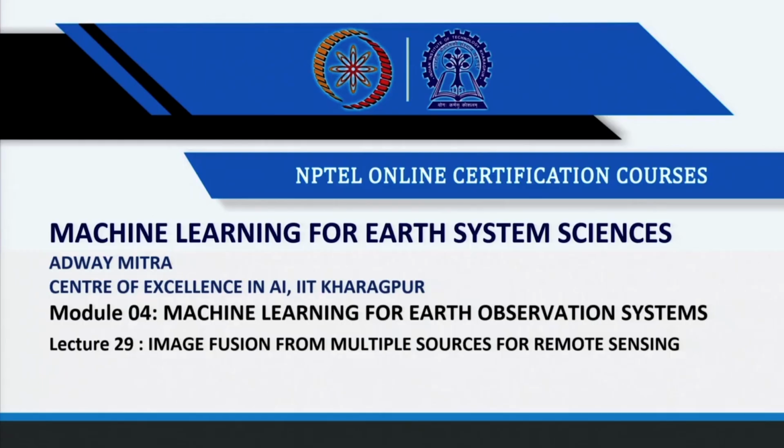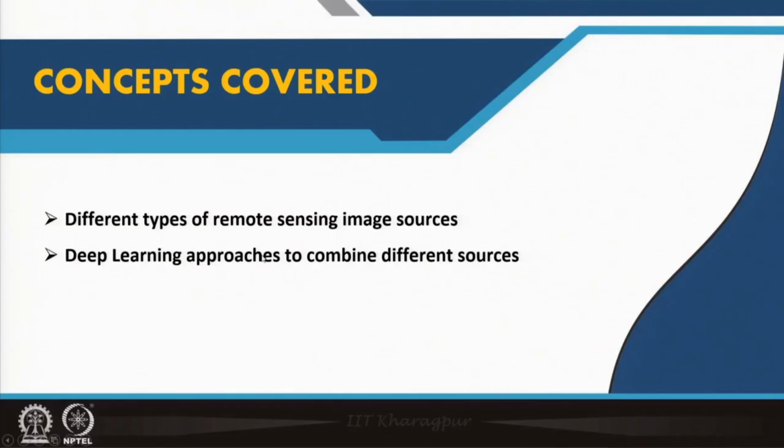Hello, welcome to lecture 29 of this course on machine learning for Earth System Science. We are right now in module 4 where we are discussing machine learning for Earth observation systems. In today's lecture, we will be focusing on image fusion from multiple sources for remote sensing.